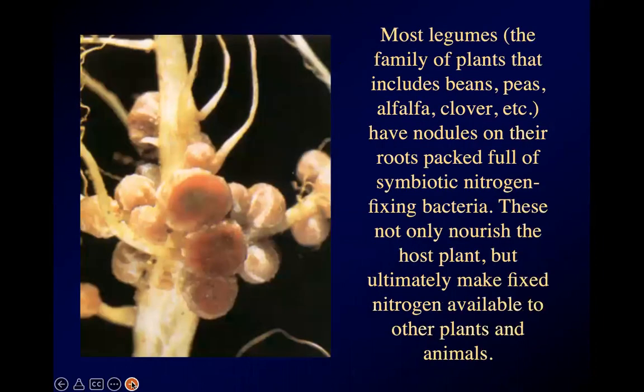This is another great example of symbiosis. Plants that include beans and peas and clover and alfalfa are in a family called the legumes. And they have lumps on their roots, these nodules, these round things that you're seeing. And they're packed full of symbiotic bacteria that fix nitrogen. So they provide nitrogen to the host plant, and ultimately they make that nitrogen available to other plants.